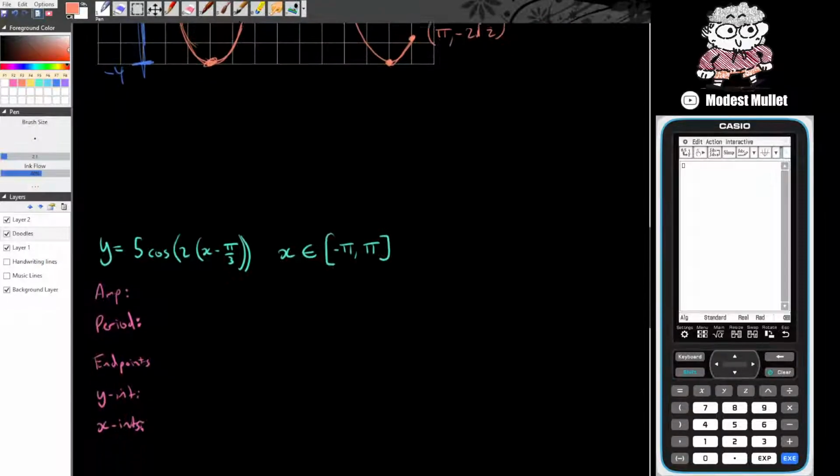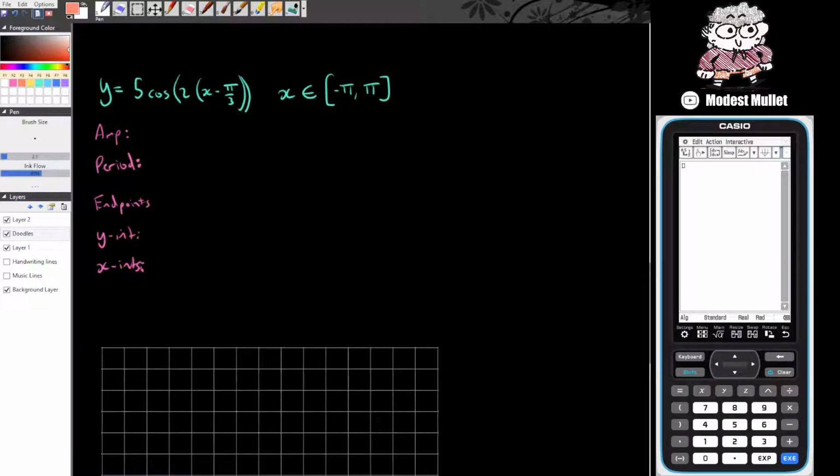So let's do this last one, and I will come back to get the x-intercepts in a second. But amplitude, straight away we have a 5. The period is going to be equal to 2 pi on n. In this case it is 2, so we're going to get a period of pi.